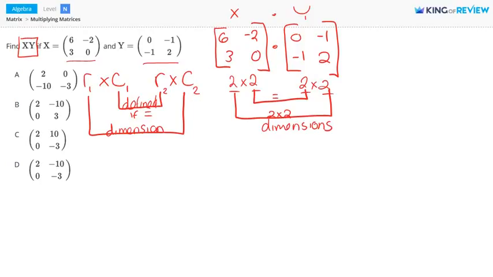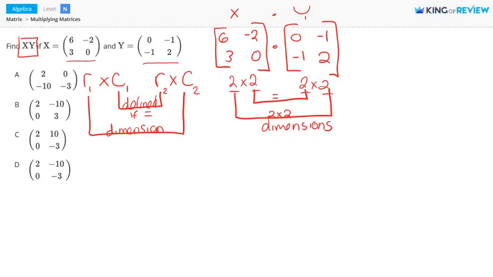So the first step in multiplying matrices is to figure out if it's defined or not if you multiply them together, and then figure out what the dimensions are. So how do we multiply? We want to multiply corresponding entries in the first row of X and the first column of Y. We'll figure out what those two products are, and then we'll add them together. And this will become the entry in the row 1, column 1 position.